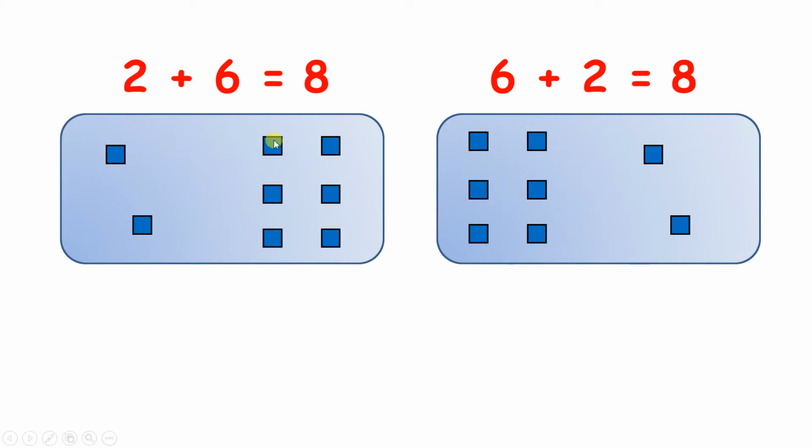So we know that 2 plus 6 is 8 and 6 plus 2 is 8. They give us the same answer. But rather than always having to count up blocks when we're adding, we can use a number line.